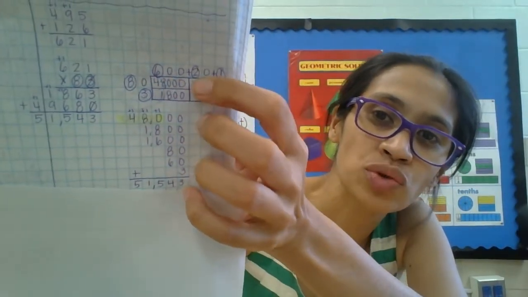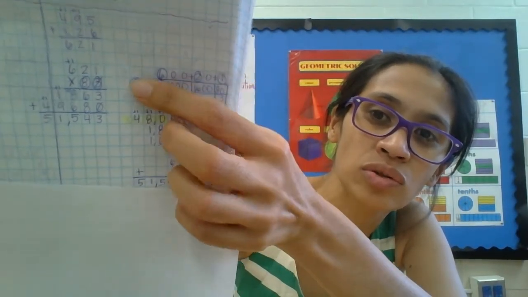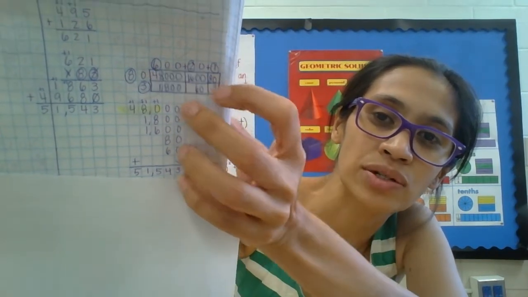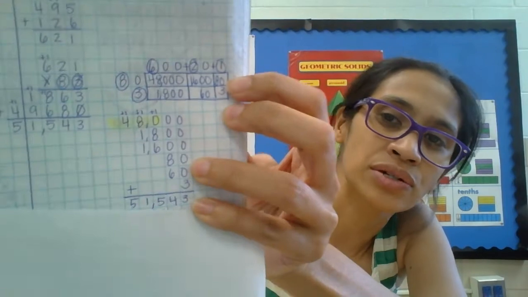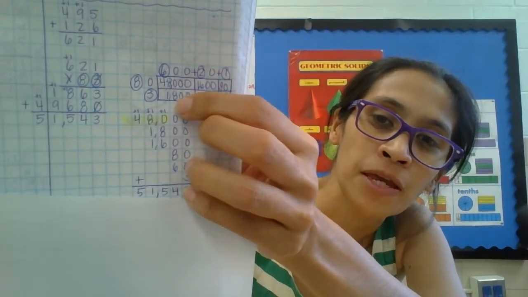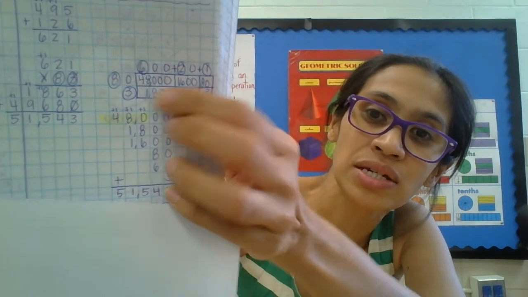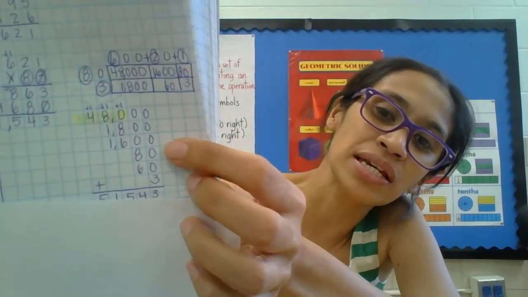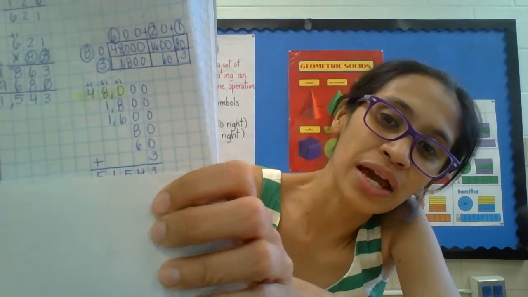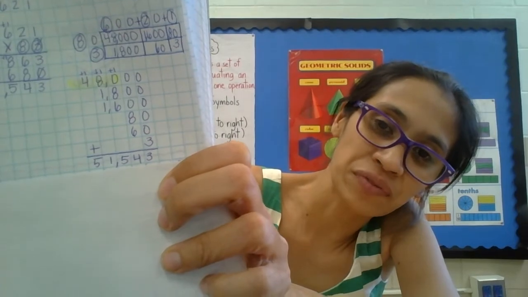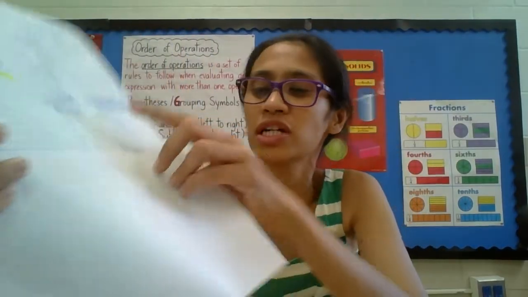And then 8 and 2 is 16. Add the 2 zeros. 8 and 1 is 8 times the 0, plus the 0 is a 0 right there. And then 3 times 6 is 18. Add your 2 zeros. 3 times 2 is 6. Add 1 zero. And then 3 times 1 is 3. Add all these numbers in the boxes together. Go ahead, work that out. And I get 51,543, just like that one.